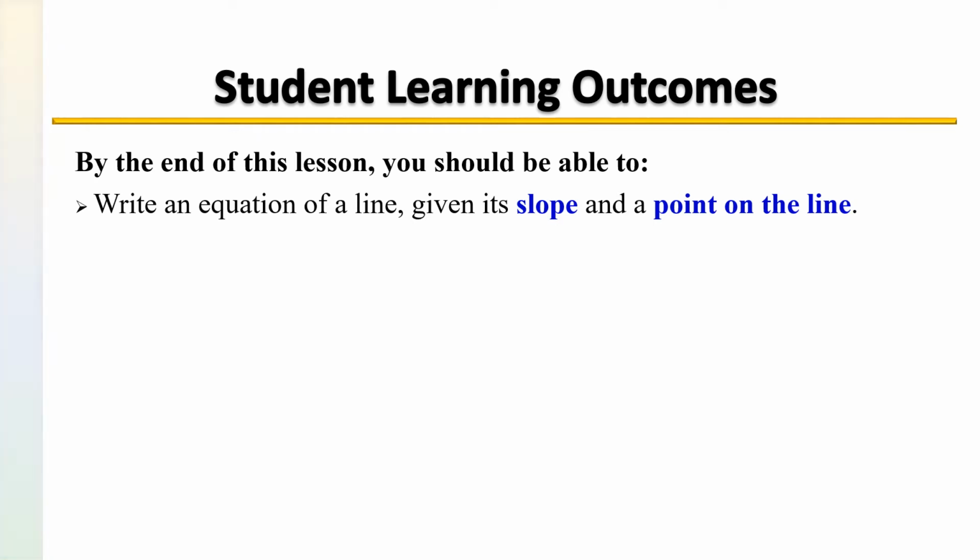Student learning outcomes. By the end of this lesson, you should be able to write an equation of a line given its slope and a point on the line.